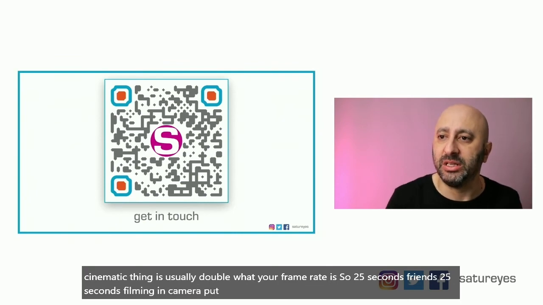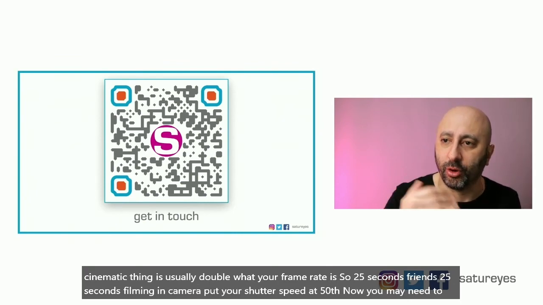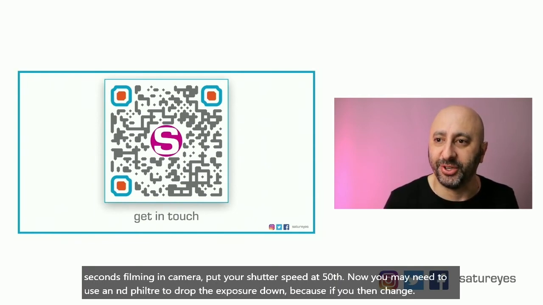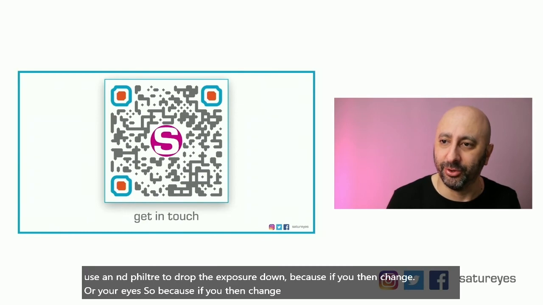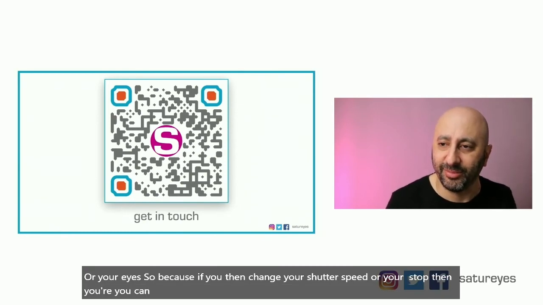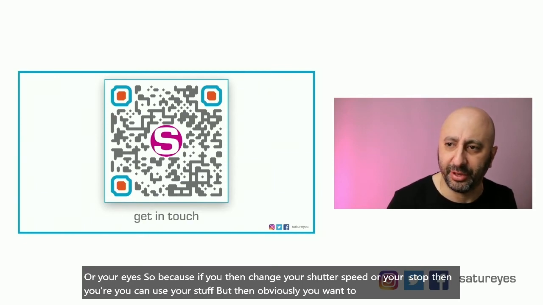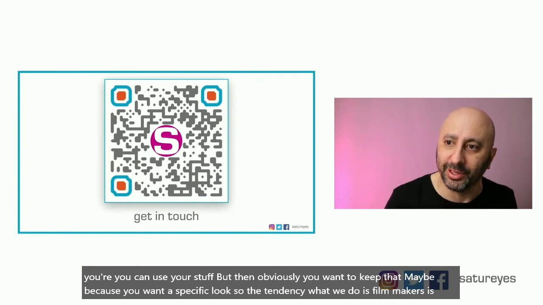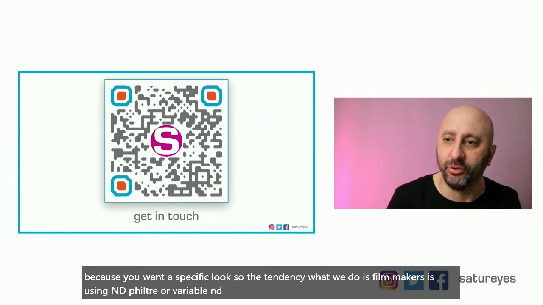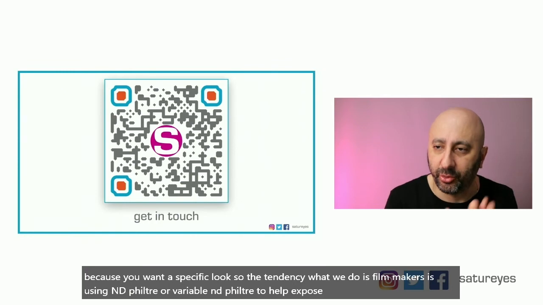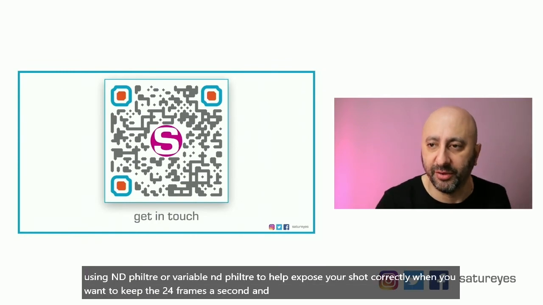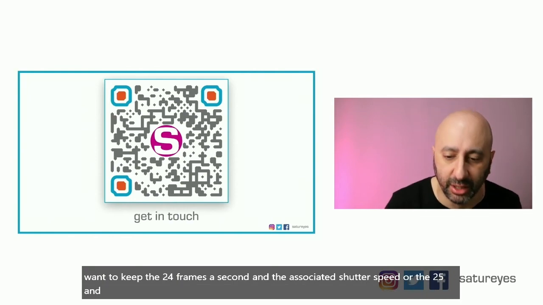Now you may need to use an ND filter to drop the exposure down, because if you change your ISO, shutter speed or f-stop, then you can use your f-stop, but obviously you may want to keep that because you want a specific look. So what we do as filmmakers is use an ND filter or a variable ND filter to help expose your shot correctly when you want to keep the 24 frames a second and the associated shutter speed, or the 25 and 50 or 50 and 100 or 60 and 120.